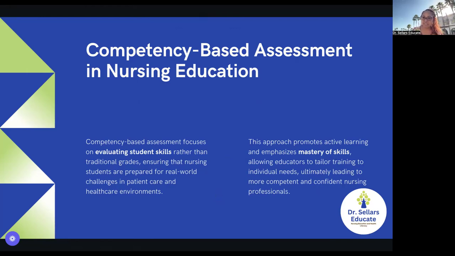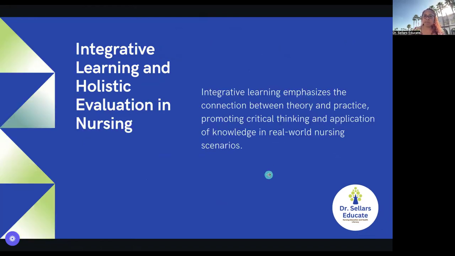This is going to emphasize the importance of active learning through demonstration of those skills, mastery of those skills at a level that we can feel confident that students are able to make those safe patient care practice decisions. We want to integrate learning and engage in holistic evaluation. So we don't want to only use cognitive tools, or only validate cognitive learning.